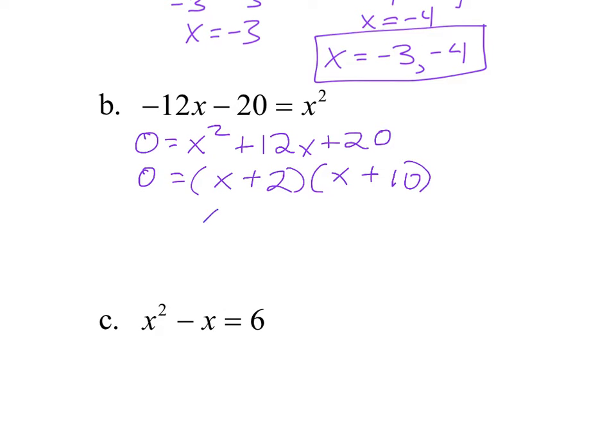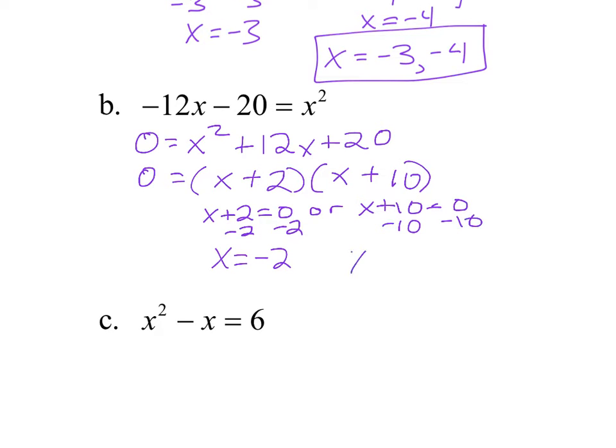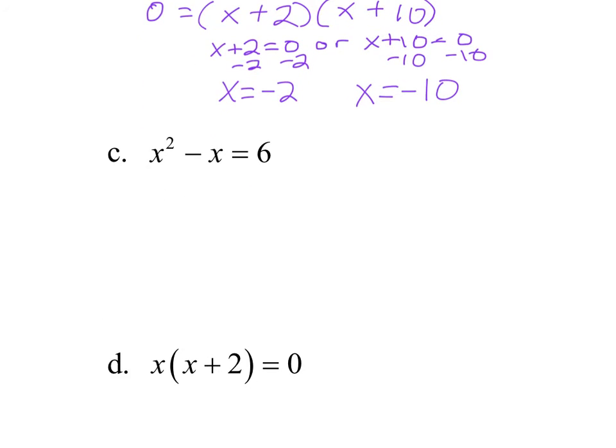All right, now we set each of these equal to 0. If I subtract 2 from both sides, I get x equals -2. If I subtract 10 from both sides, I get x equals -10. Okay, so that is my solution.